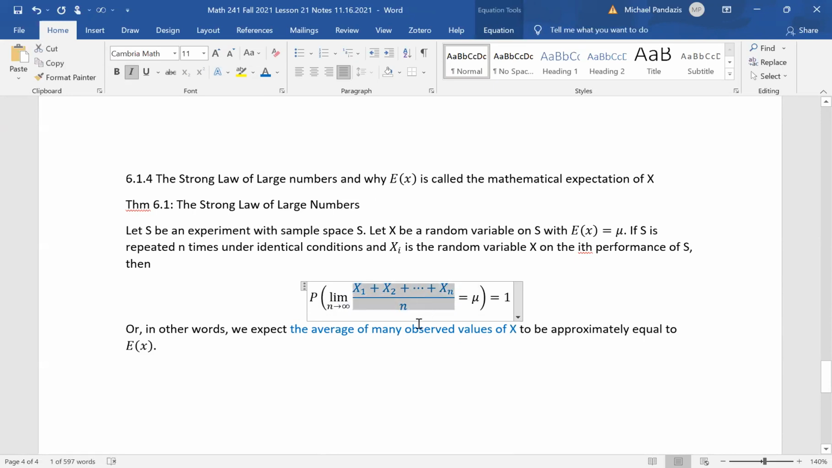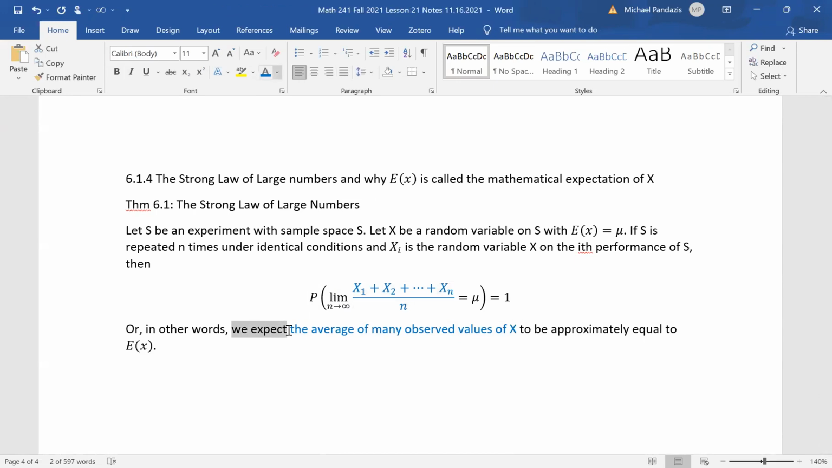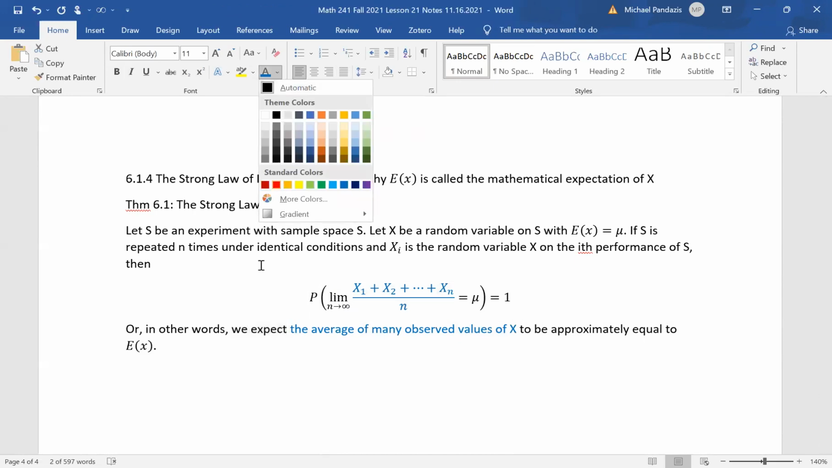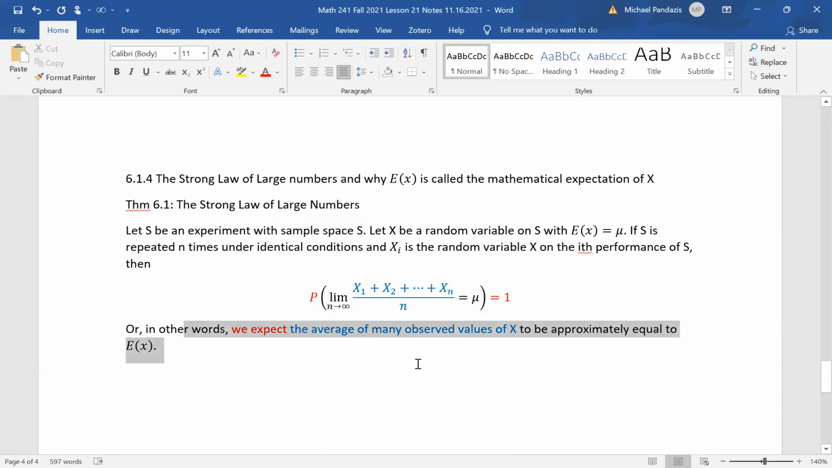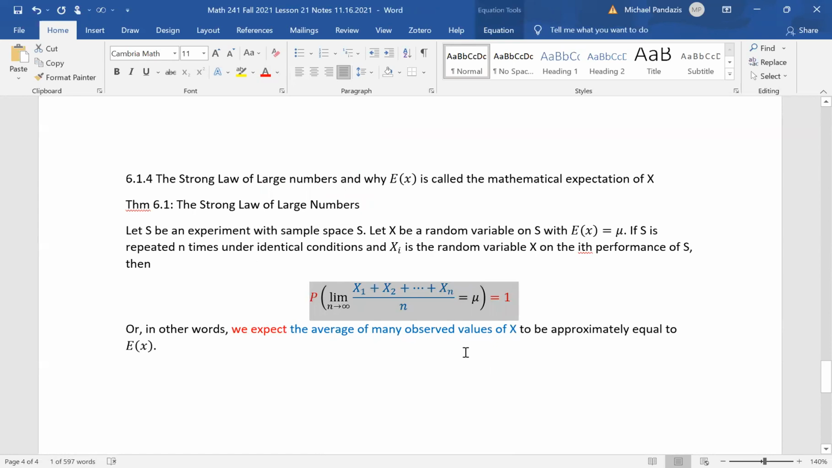That's the average of those observed values of x. So we expect, the we expect part is saying that the probability is 1. So saying that we expect is saying that the probability is equal to 1. I don't know if the colors are distracting and make it hard to read or if it's helping you. I'm trying to associate these words with the equation. I'm trying to explain what this equation is saying in words.